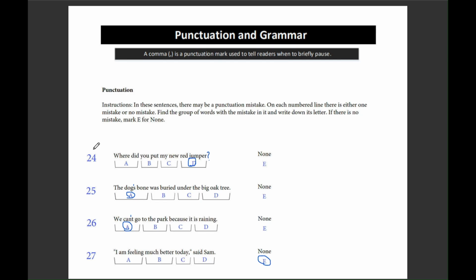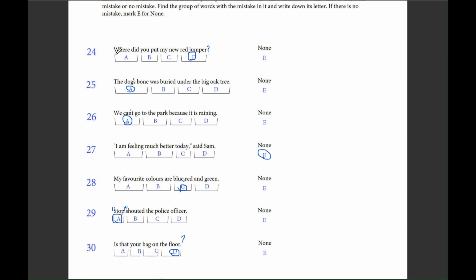To punctuation now, starting with question 24. For the sentence, "Where did you put my new red jumper?" where is the punctuation incorrect? Your choices are A, where did, B, you put, C, my new red, D, jumper, or E, none.